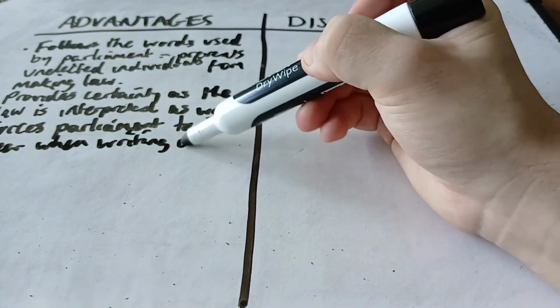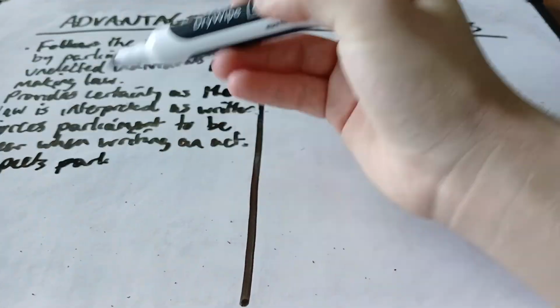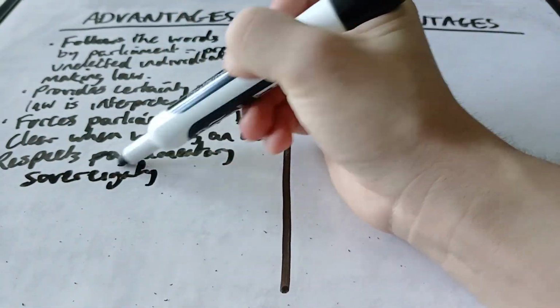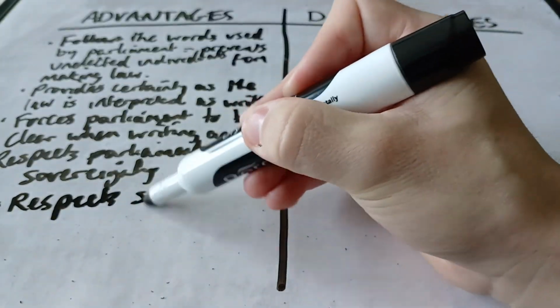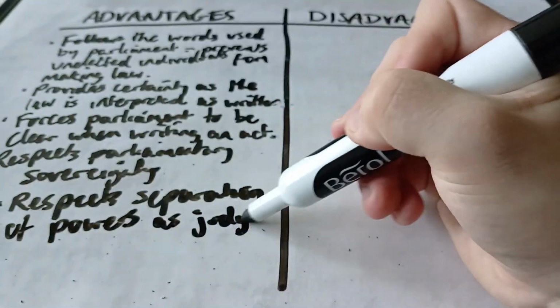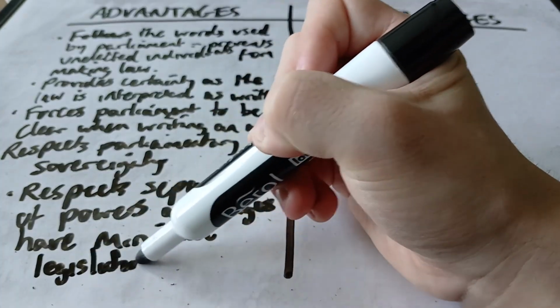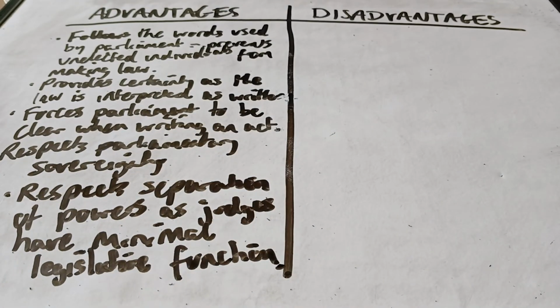It provides certainty, as the law is interpreted exactly as written. It forces Parliament to be clear when wording an act. It respects Parliament's sovereignty, and it respects the separation of powers as judges have minimal legislative function.